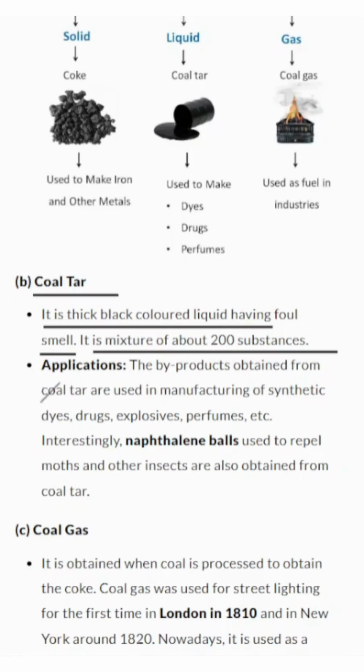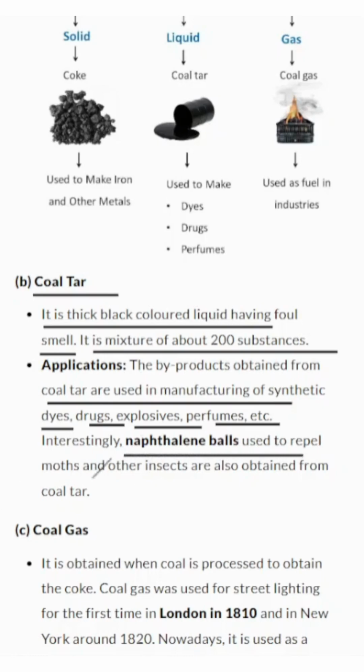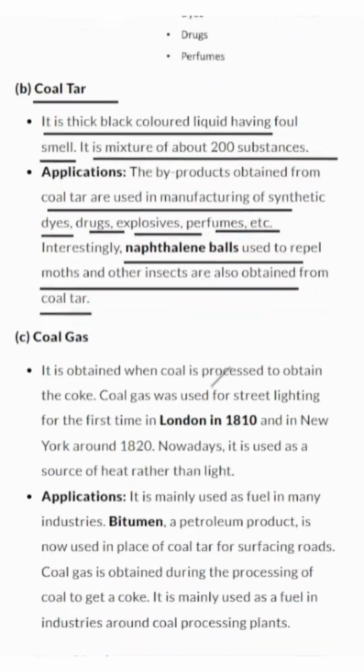Its byproducts are used in the manufacture of various products, including synthetic dyes, drugs, explosives, and perfumes. You might be surprised to know that those familiar naphthalene balls, used to repel moths and insects, are also derived from coal tar.